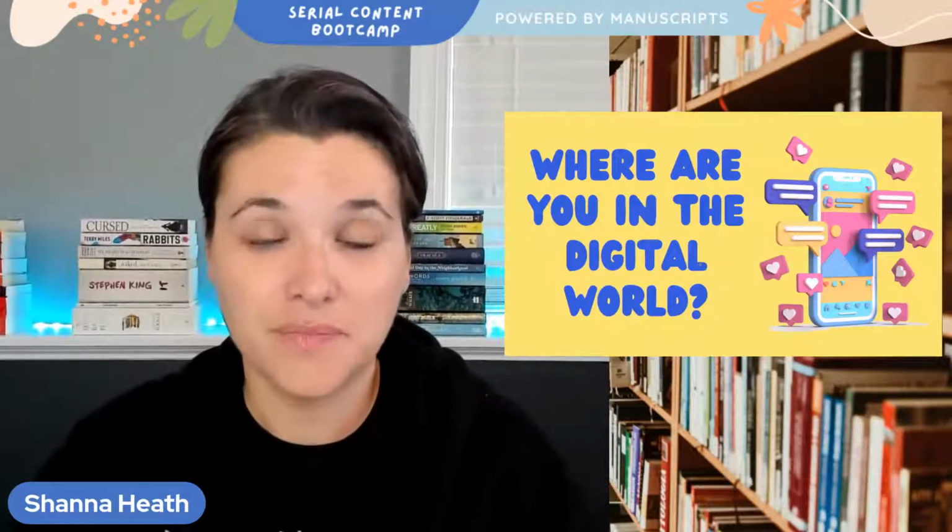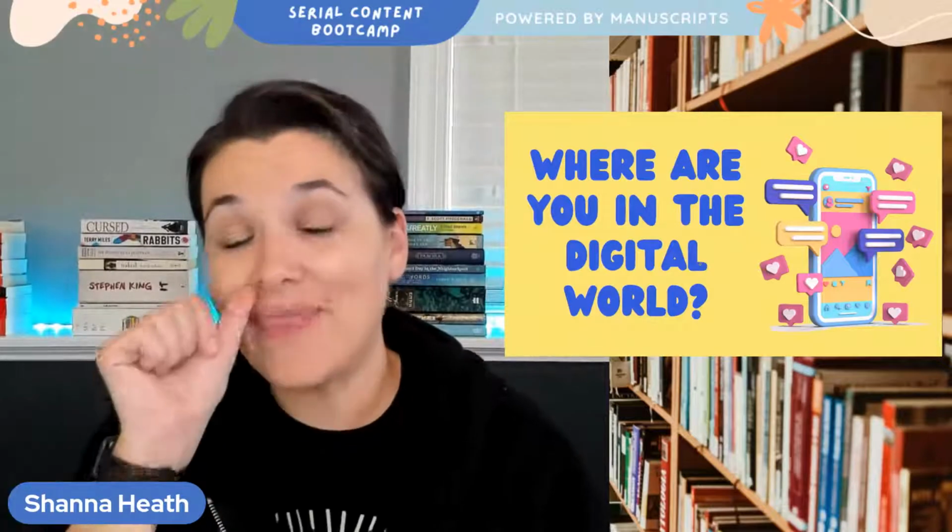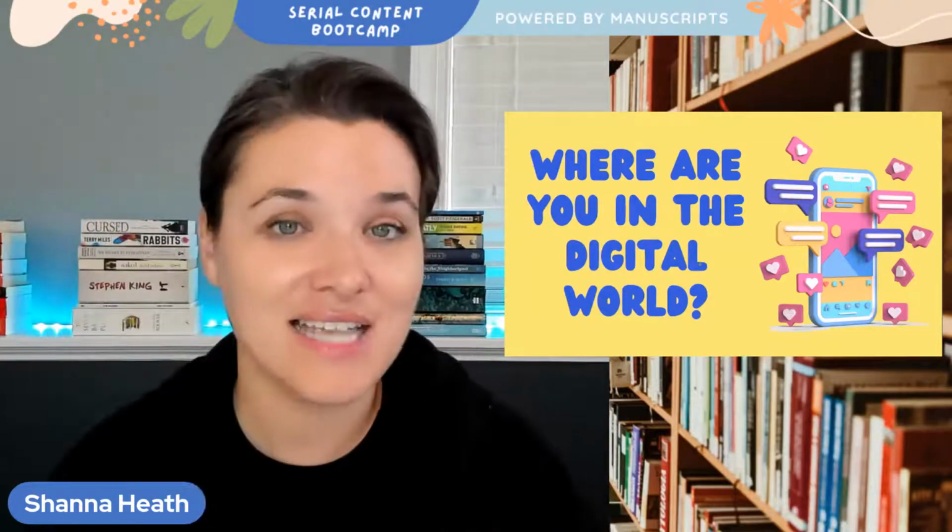So you want to ask yourself, where am I in the digital world? What are all of your different social media sites? Do you have a personal website, an author website? Do you have a blog, a podcast? What are the different ways that you interact in the digital world? And how can you make sure that you're talking about your story there and that there is a link, the Vella link to your story, easily accessible on all these different sites?